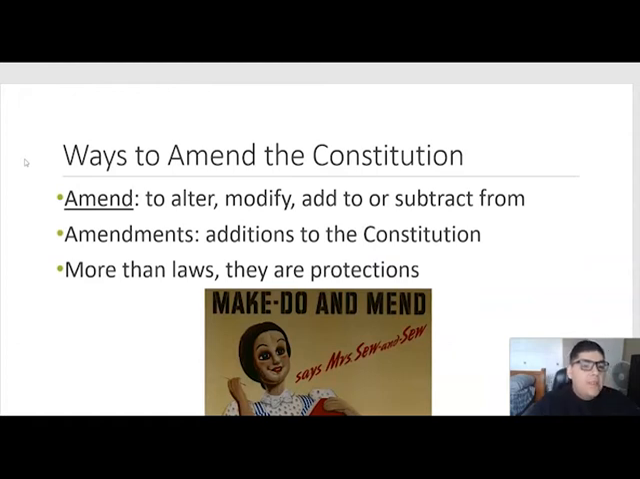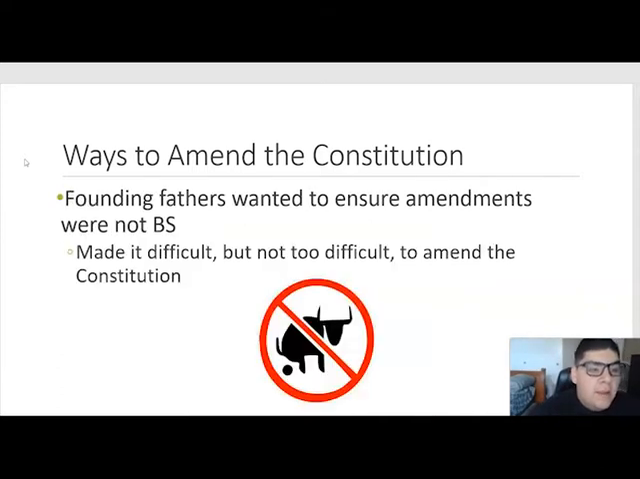So, the ways to amend the Constitution. To amend simply means to alter, modify, add, or subtract from. Amendments are additions to the Constitution, and they are more than laws, they are protections. So they have to guarantee to protect something, whether it's someone's rights or someone's right to own something or to do something. The Founding Fathers wanted to ensure the amendments were not BS, hence the picture on the screen. They made it difficult, but not too difficult, to amend the Constitution.